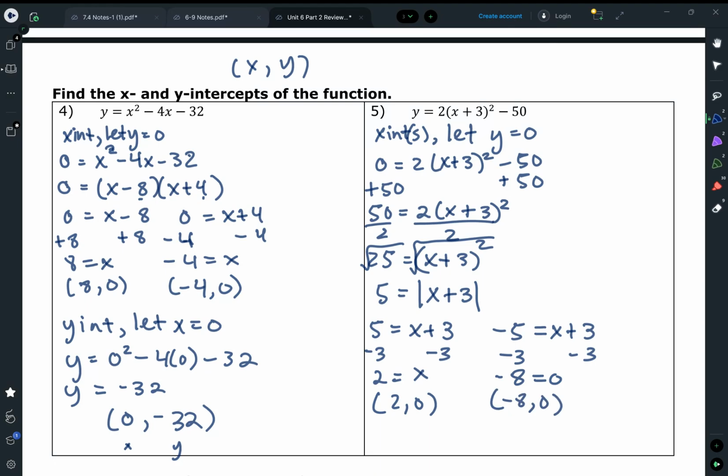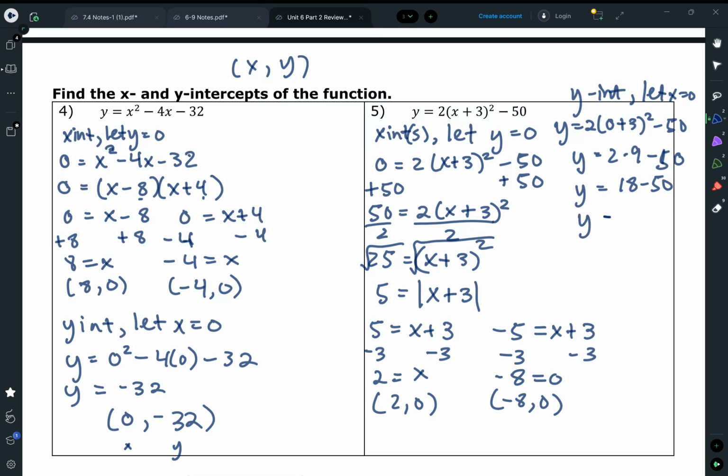To find my y-intercept, I'm going to do that over here. Remember, we're always letting our x equal 0. So y equals 2 times the quantity 0 plus 3 squared minus 50. So 0 plus 3 is 3, and 3 squared is 9. So 2 times 9 minus 50. Remember, 3 squared is 3 times 3. This is 18 minus 50, which is a negative 32. So I have 0 comma negative 32. It's funny, that's just what I got in the last one also.